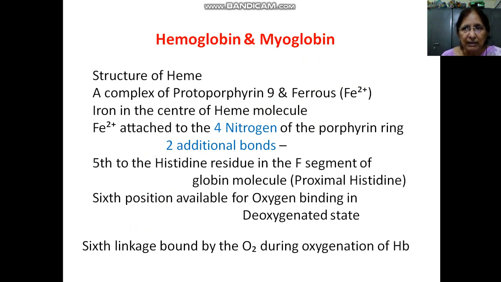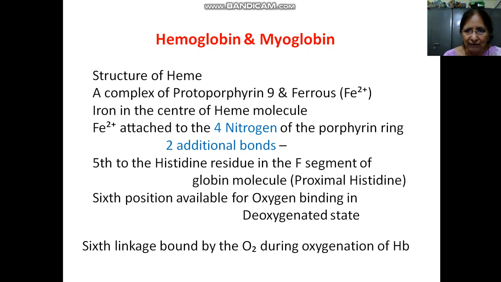Now coming to hemoglobin and myoglobin, which are extensively studied, we see the structure of heme. What is heme? Heme is a complex of protoporphyrin 9 and ferrous iron. This ferrous iron is in the center of the heme molecule and has 6 coordinates. The 4 coordinates are attached to the 4 nitrogens of the porphyrin ring. The 5th is bonded to the histidine residue of the F segment, which is known as the proximal histidine, and the 6th position is for oxygen binding.